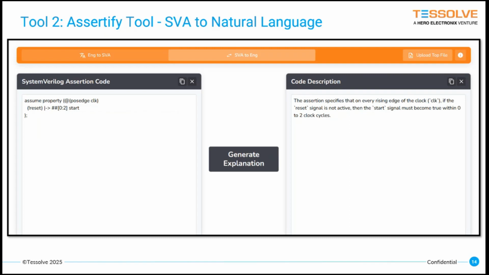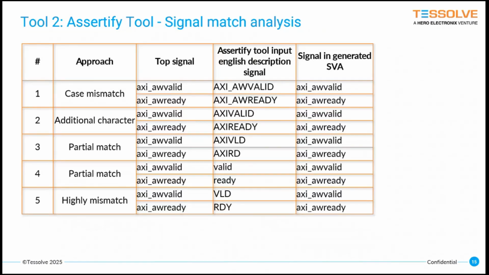Similarly, SVA to English, so it will try to explain that very easily. For those who are trying to learn SVA, for example, it will make it easier for them to understand. Here we have taken different use cases. As I mentioned, in the top file it was mentioned like this, for example, case mismatch. We have done the study, we are doing the research for each and every aspect. This is just one example. Here case mismatch is there. In the top file, it is mentioned as AXI underscore AW valid, suppose, the signal. In the English description, someone has taken it from the spec and they have written it like this. In the SVA which is generated by the tool, it is taking the correct name.